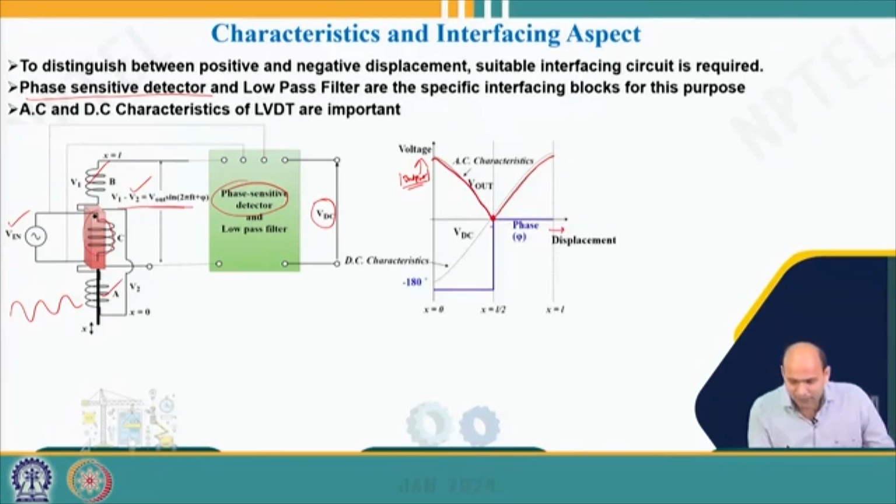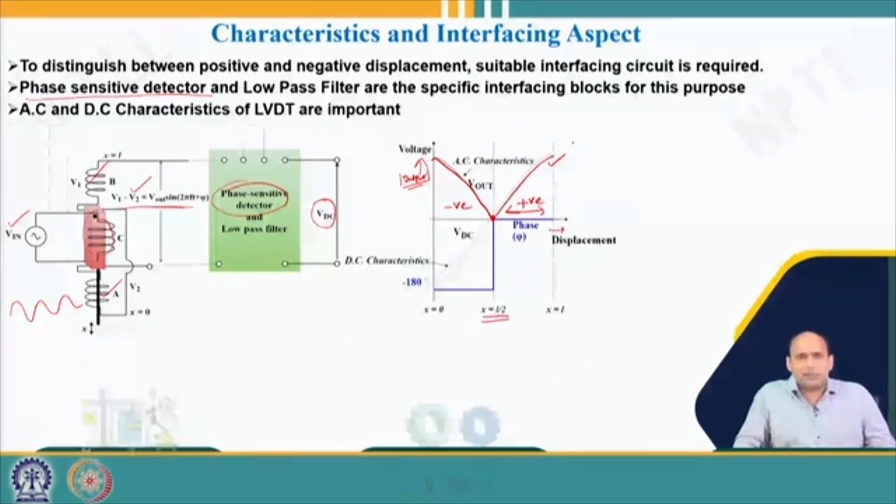I am considering this one as L by 2, so this side I can consider as the positive displacement, and this side, 0 to L by 2, I can consider as the negative displacement. On both sides, that mod amplitude will be the same, so this will be called the AC characteristics, and by looking at the AC characteristics, I cannot distinguish whether the displacement is positive or negative. The amplitude I can know, but the direction I cannot know, right?